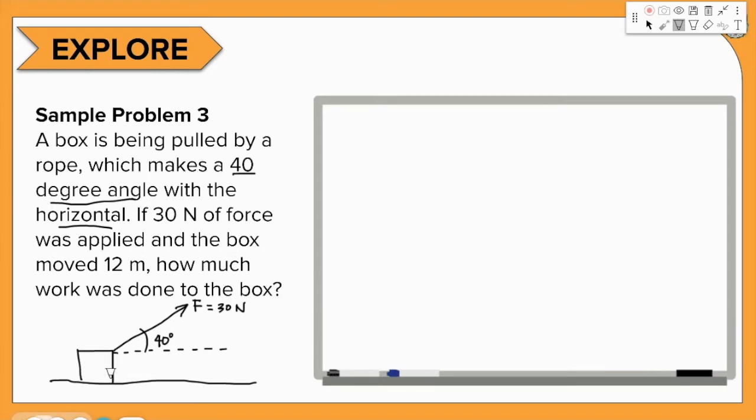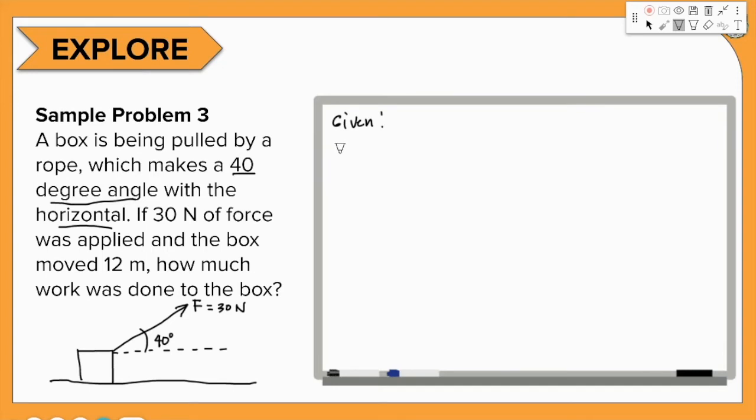So if this was the box, after some time it would have moved horizontally. It will be somewhere to the right or to the left, but since we assume the force is this way, the box will move to the right and it will move 12 meters. That will be the displacement, from its original position to its final position somewhere to the right, 12 meters. If you understand the illustration, then we can begin to write all of the givens.